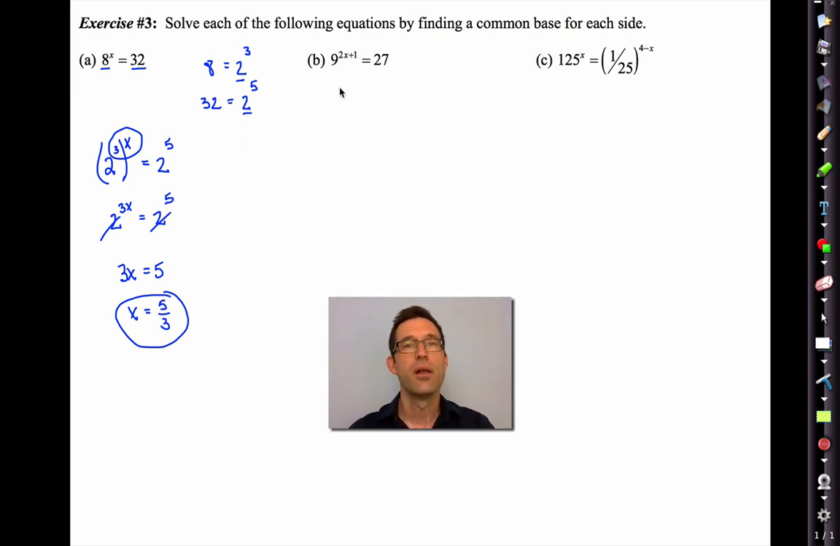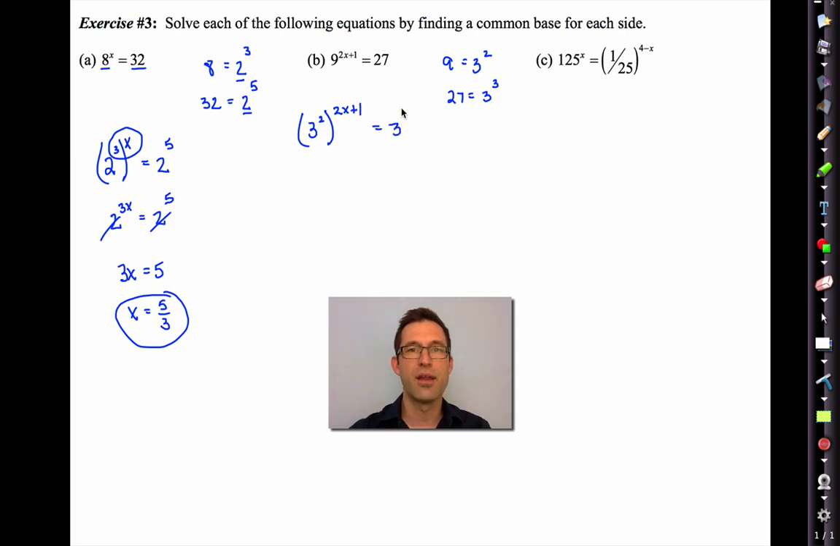All right, let's take a look at letter B. What's going to be the common base here? Think about it for a moment. All right, well, hopefully you figured out it would be 3. You see 9 is equal to 3 squared. 27 is equal to 3 cubed. So we can write this left-hand side as 3 squared to the 2x plus 1, and we can write this side as 3 cubed.